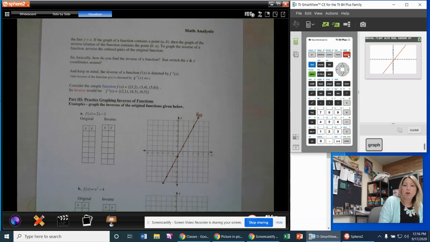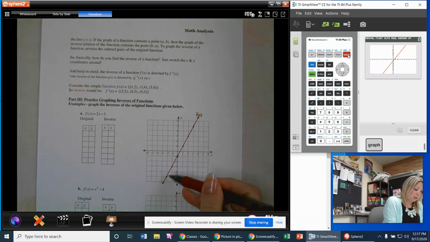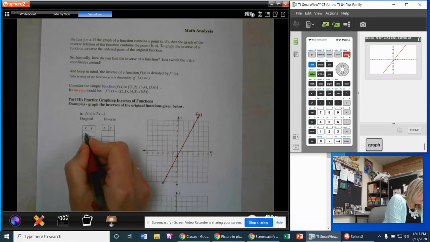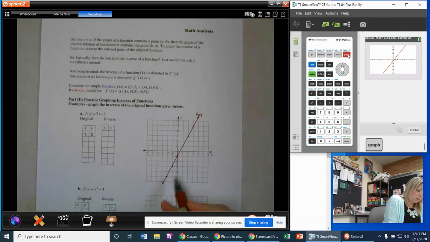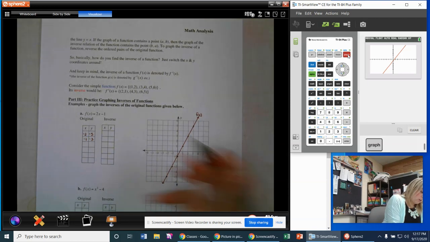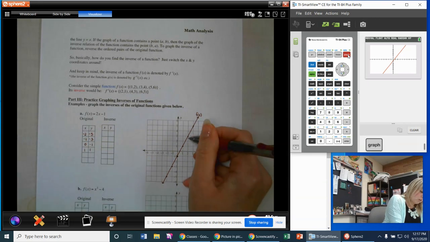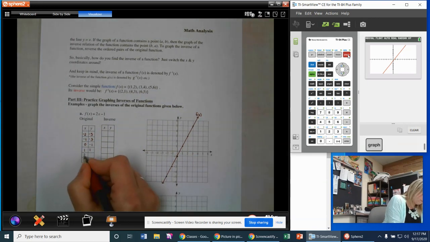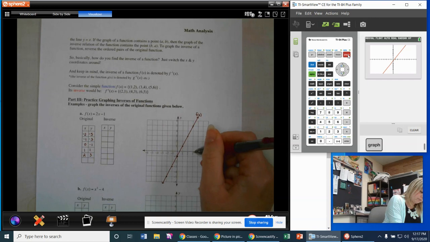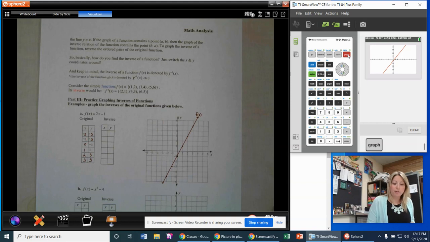Now I'm just going to list a few of the points. So let's see, -2, -5. Okay, this one is -1, -3. 0, -1. 1, 1. 2, 3. 3, 5. Okay, that's my original.